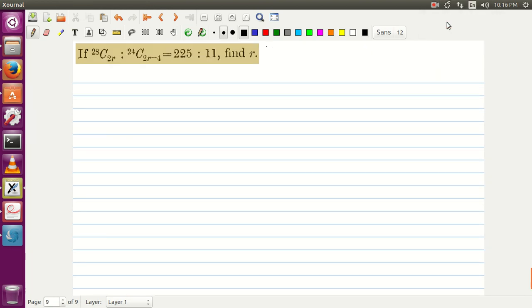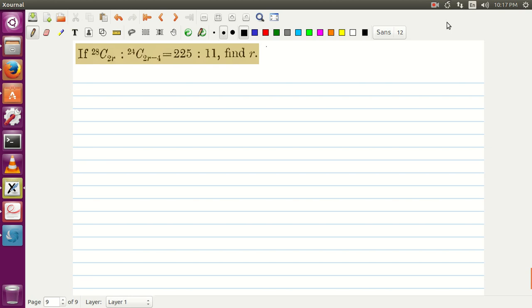And as a final problem in this video, let us consider this one. If 28C2r is to 24C(2r minus 4) is equal to 225 is to 11, find r. Now this problem requires a lot of mathematical jugglery, but nonetheless the problem is still simple. So we will try to do each part separately.